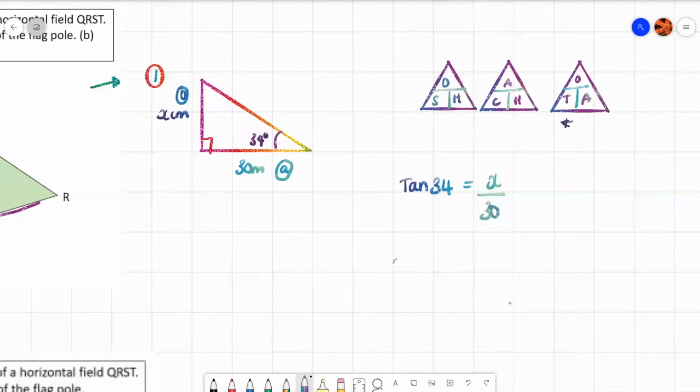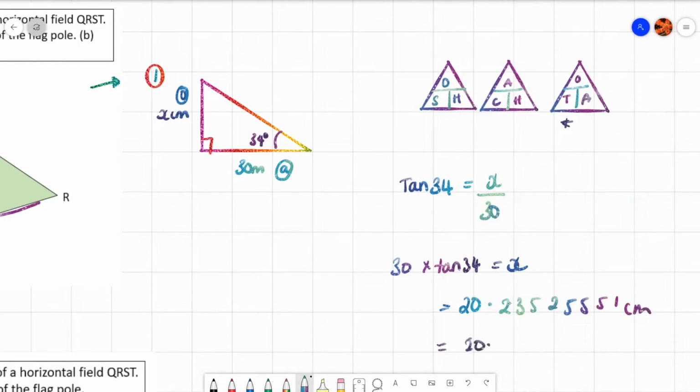So I'm going to times both sides by 30. 30 times tan 34 equals X. So 30 times tan 34, and I end up with 20.2352551 centimeters. Okay, and obviously I can round that, so 20.2 centimeters, and that's to 1 decimal place.